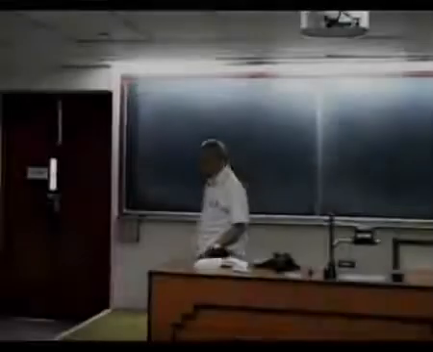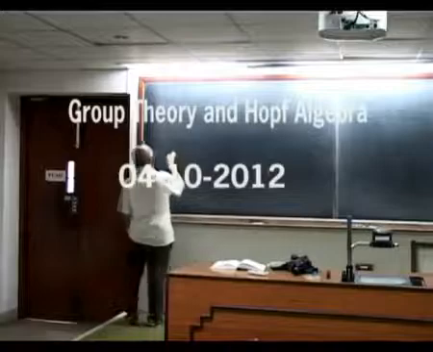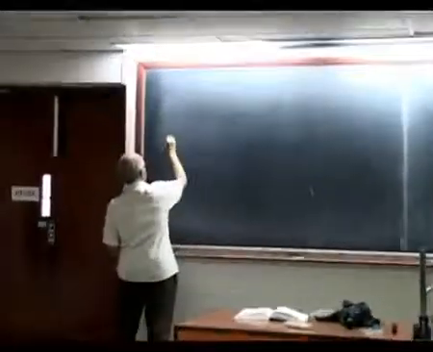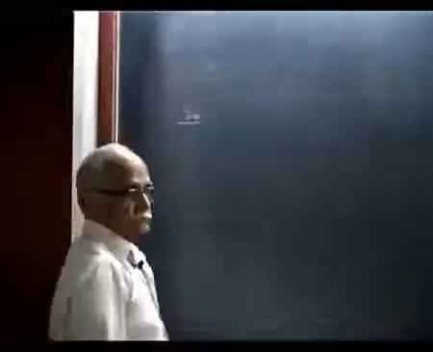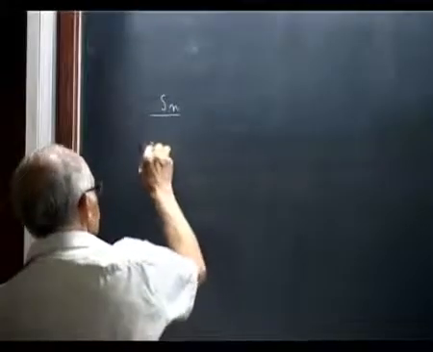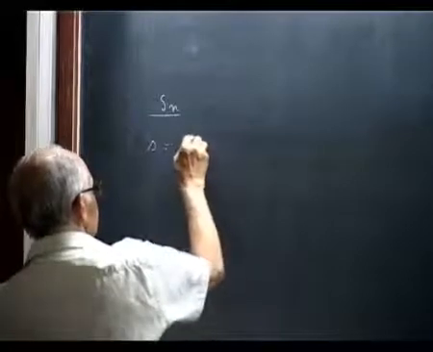So let me start. We were looking at the permutation group Sn. Then we found that any S in Sn is a product of cycles.